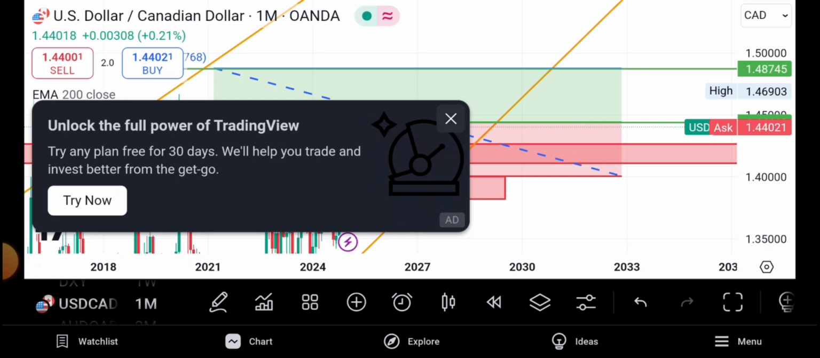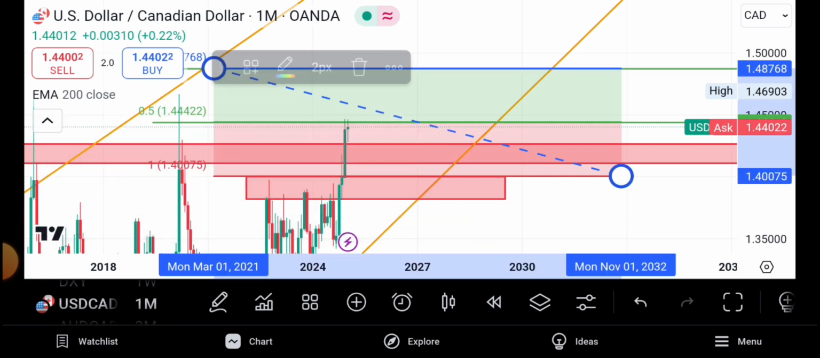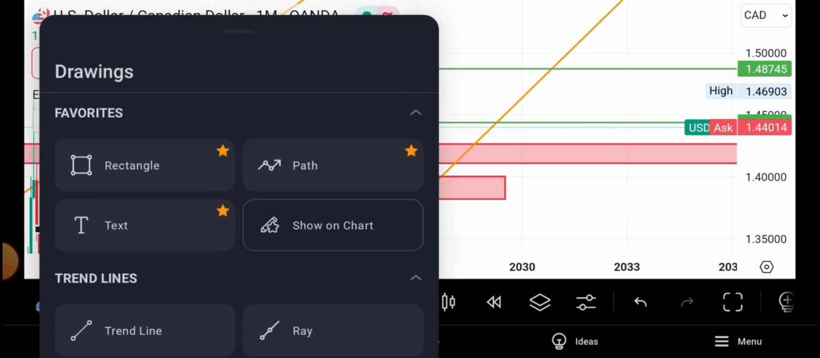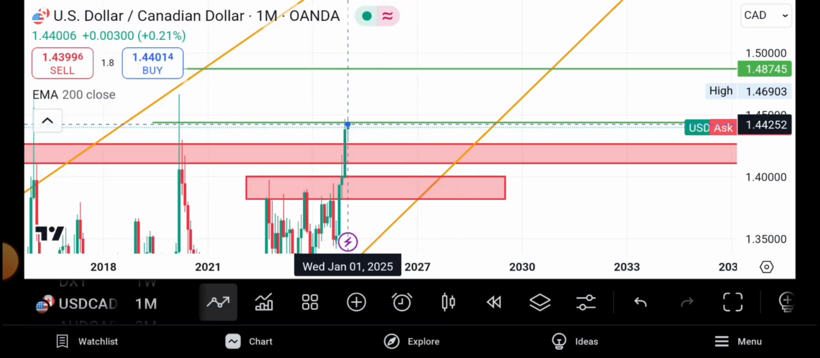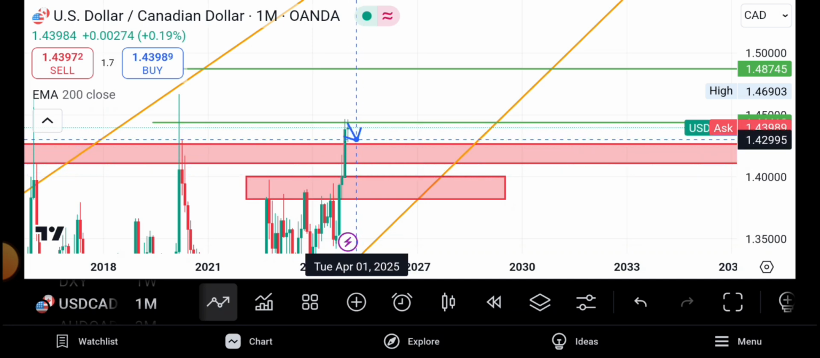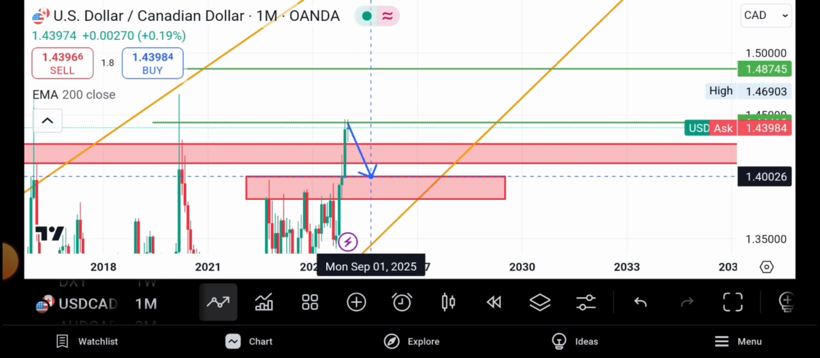And allow me to delete this. If sellers come and this pair retests this zone, either this zone or this zone, but I can see a possibility the market might not retest up to this zone. Are we together?